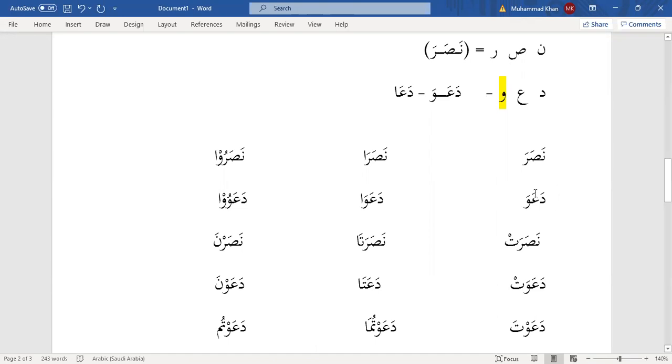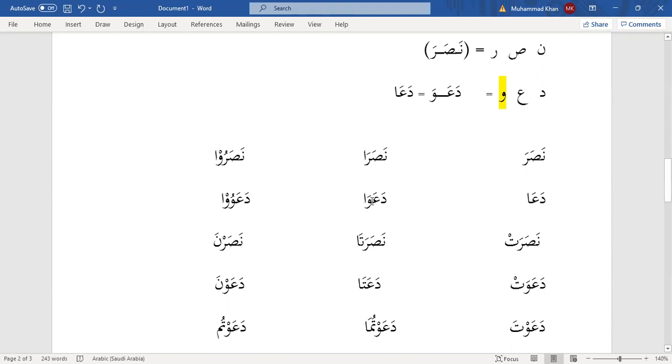For example, nasara, and here it is da'awa, as we know that noon has fatha, dal has fatha, sad has fatha, ain has fatha, ra has fatha, and waw has fatha. However, we have to make the change here: when waw is mutaharrik and there is fatha before it, it changes into alif. So that is our first change. Number one, please note down the changes and write them down. So the first one has been changed.